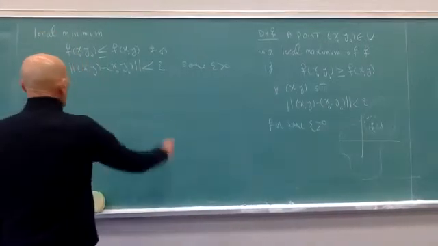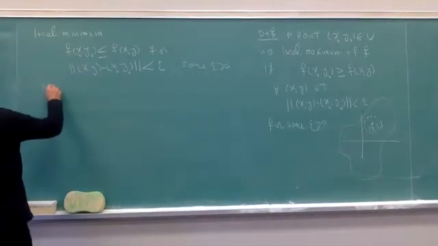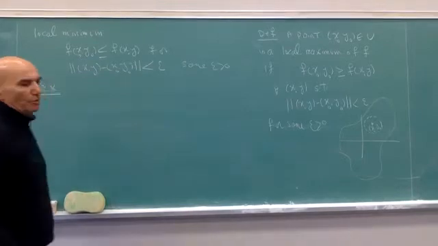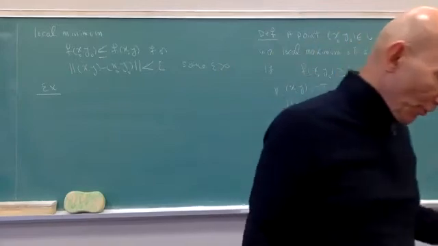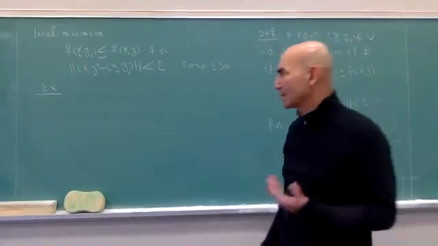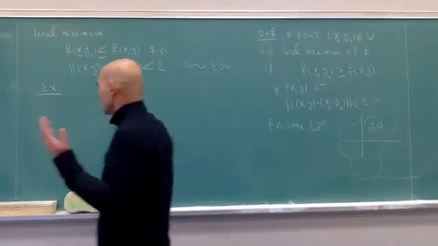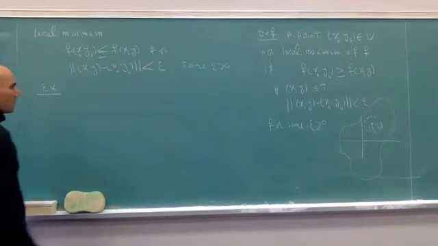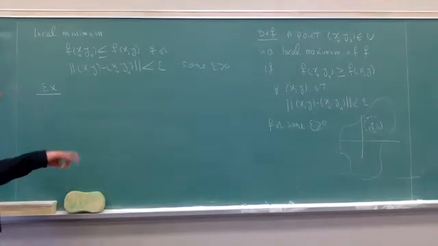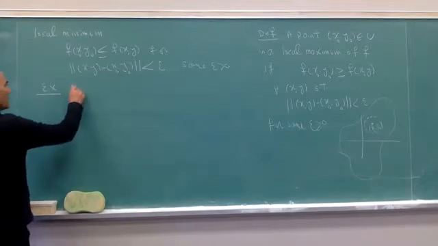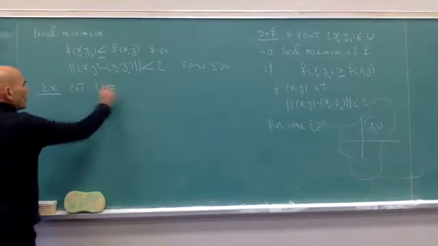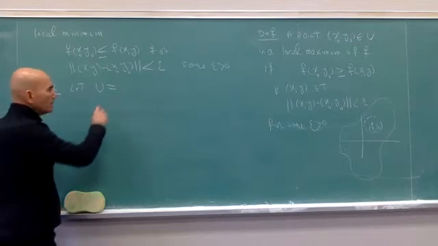Let me give you an example of these things. They look maybe like daunting definitions, but they're not. They're really easy concepts. If you work with some examples, you'll see that they're trying to say something very natural about the behavior of a function near the point, right? That's what's happening. Let first of all U be an open disk of radius 1.